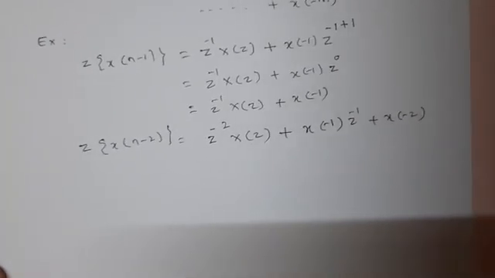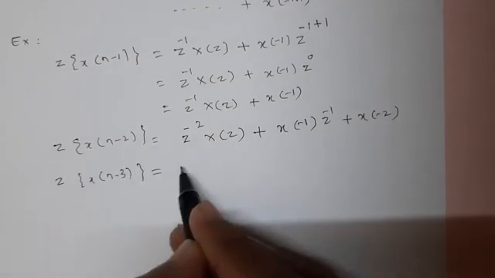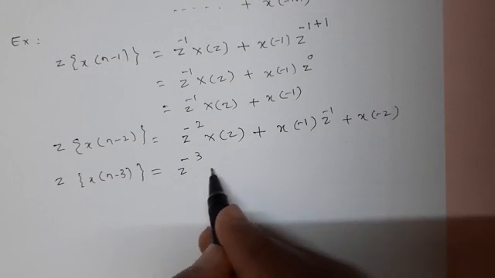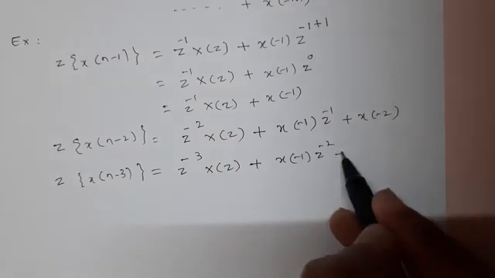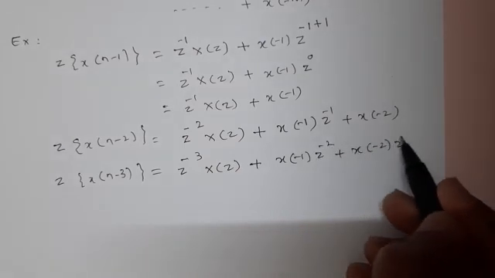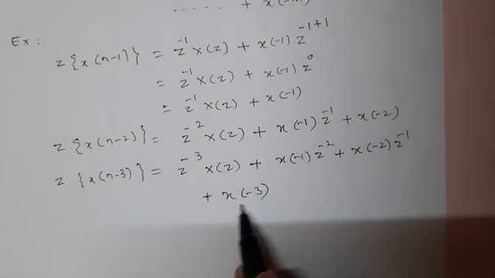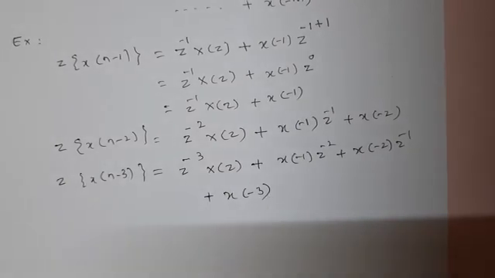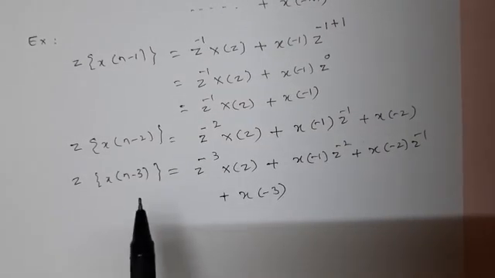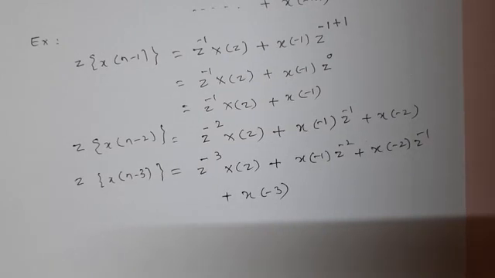Similarly, the Z transform of x(n minus 3) is z to the power minus 3 X(z) plus x(minus 1) z to the power minus 2 plus x(minus 2) z to the power minus 1 plus x(minus 3), till you get the next value of x, which is z to the power 0. You should go on substituting. I am going to use this in solving the given difference equation, in finding the transfer function of a given system and so on.